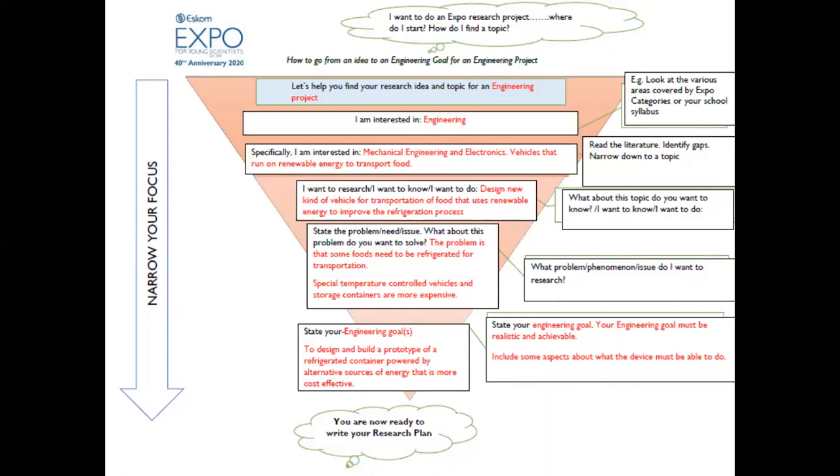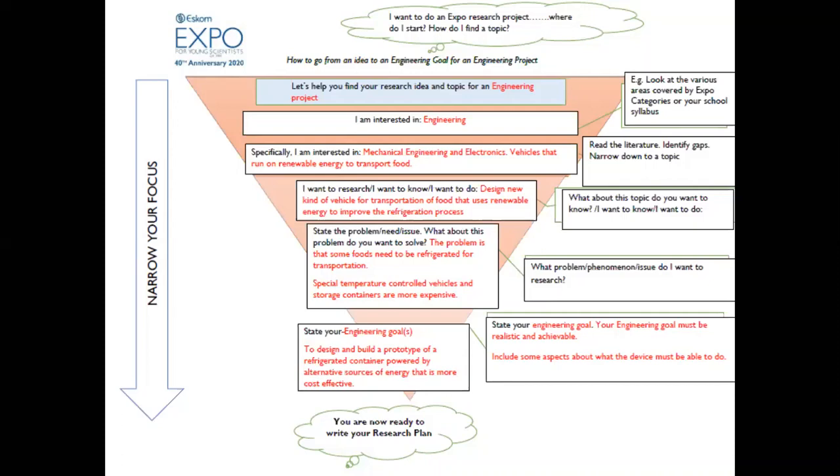Now, specifically, that will lead me to what do I want to do, right? So in my project now, I'm looking at designing a new kind of vehicle for transportation of food that uses renewable energy to improve the refrigeration process. So during the course of my research, I might have come across terms like a Peltier cooling device that could be used with solar energy, having solar panels on the roof of the vehicle to reduce the costs and things like that. So this is where it now leads me to my problem.